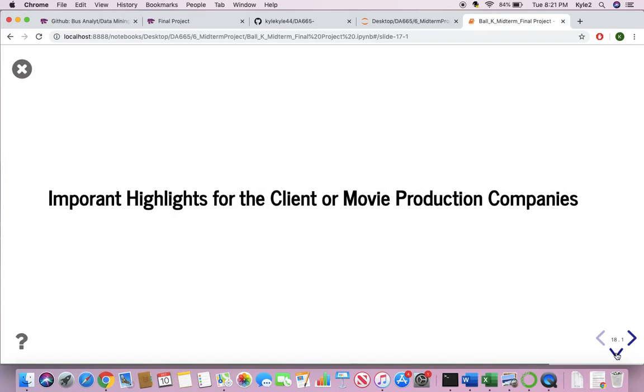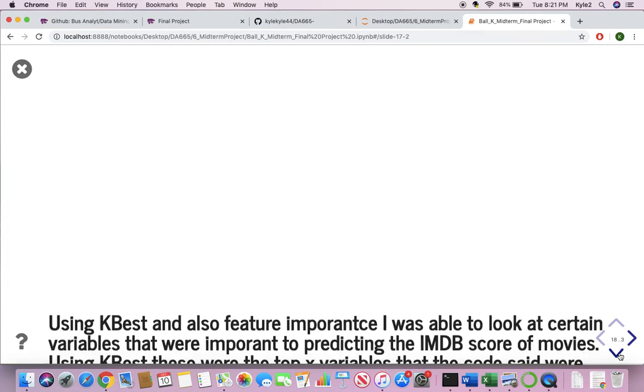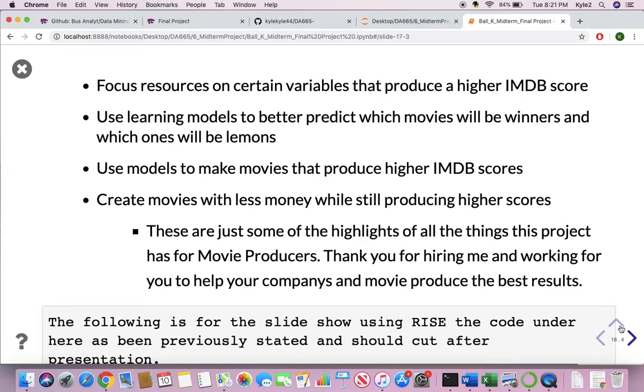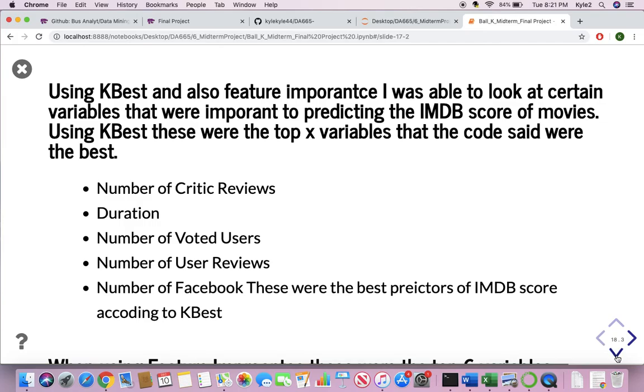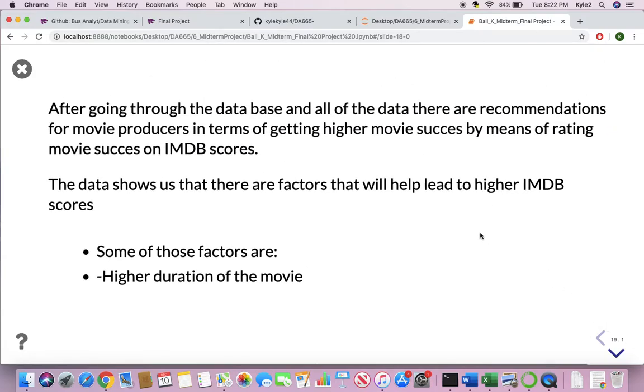As highlights from this whole project, you're trying to give the movie producers something to focus on, to highlight what's important and what they can narrow and focus their resources on. Rehashing, using these models can help movie companies know what variables to look at and what's important. These were the variables that we found, as stated earlier, that were important for movie success. It kind of skips a little bit, but it rehashes what I've been saying throughout, that for movie success, it's good to focus on those certain variables.